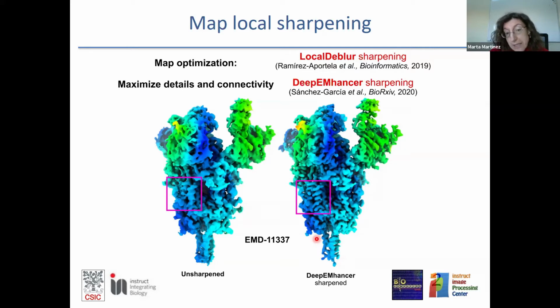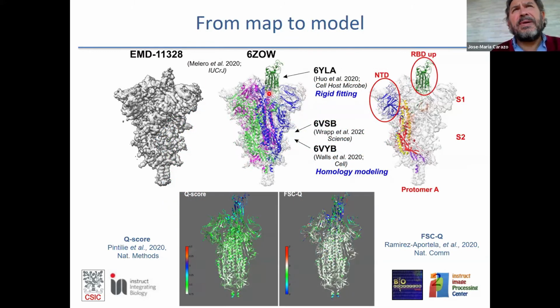And you can see here an example of the sharpening of one of our maps obtained with the deep enhancer methods. You see that the map was done with a lot of care, but certainly there were areas in which we just did flexible fitting, like the receptor binding domain. And something that was very interesting is that we could see in our maps much better the glycans, and we extended actually the sugar chains of these glycans.